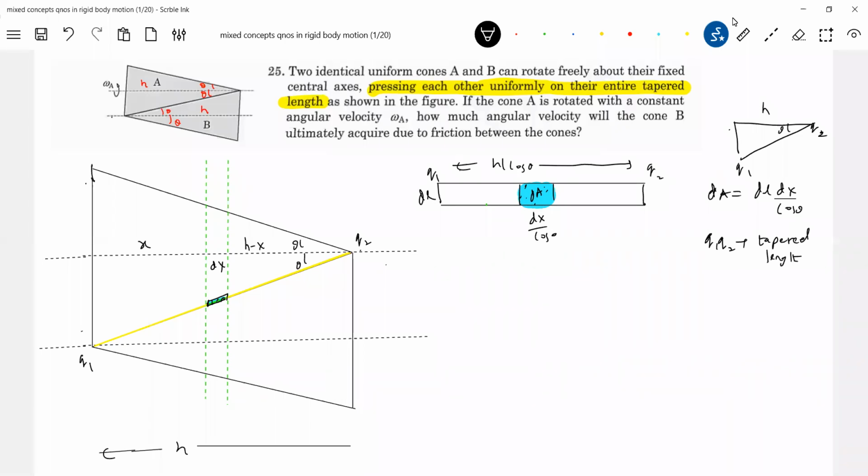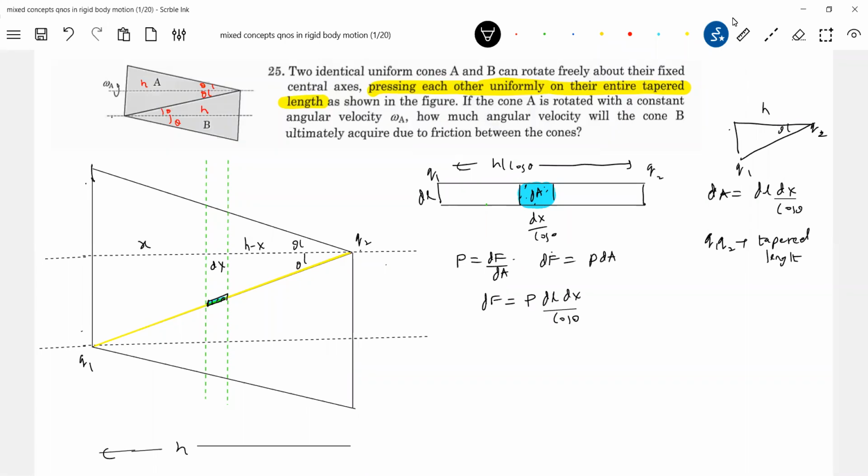It's telling that the pressure is uniform. Okay, let's not debate this one. Uniformly means pressing each other uniformly, so the pressure must be constant. Here I'll take the pressure. How do you define pressure? dF by dA. So I can write dF is equal to P into dA. We don't know the pressure, let's see what I can do with that. And dA is what? dL into dx by cos theta. This is the force.